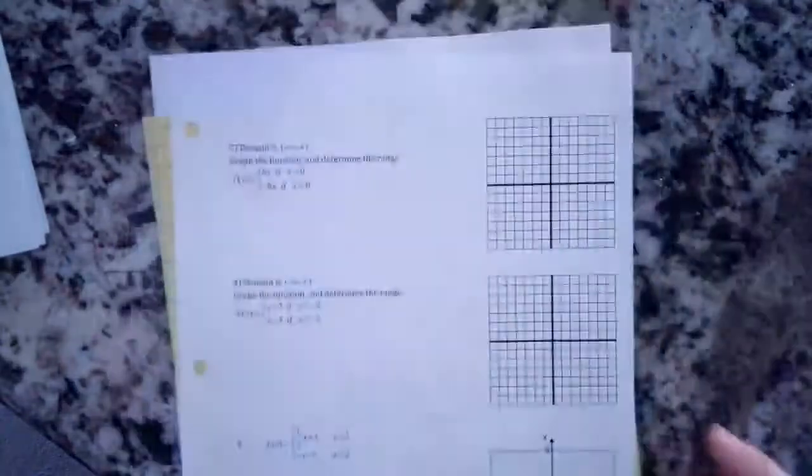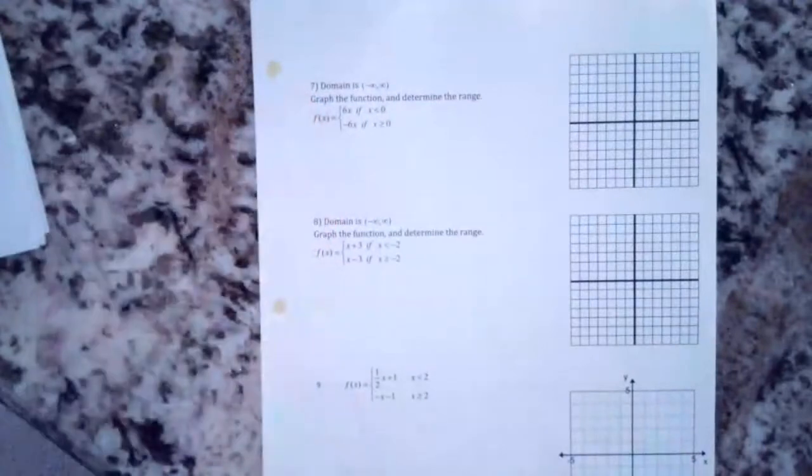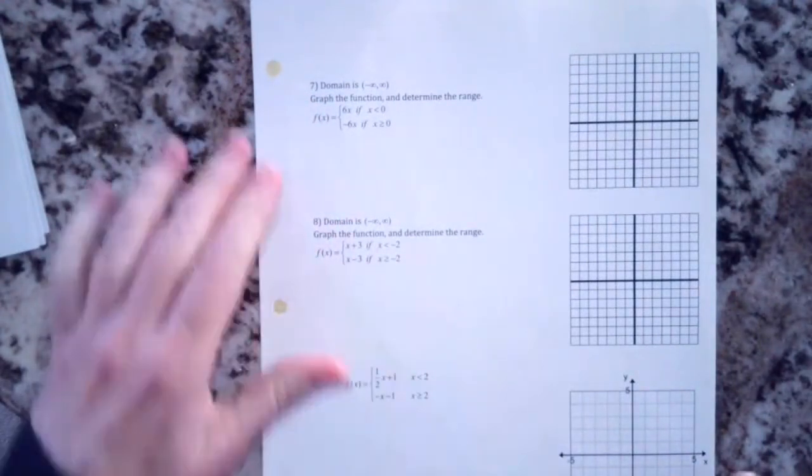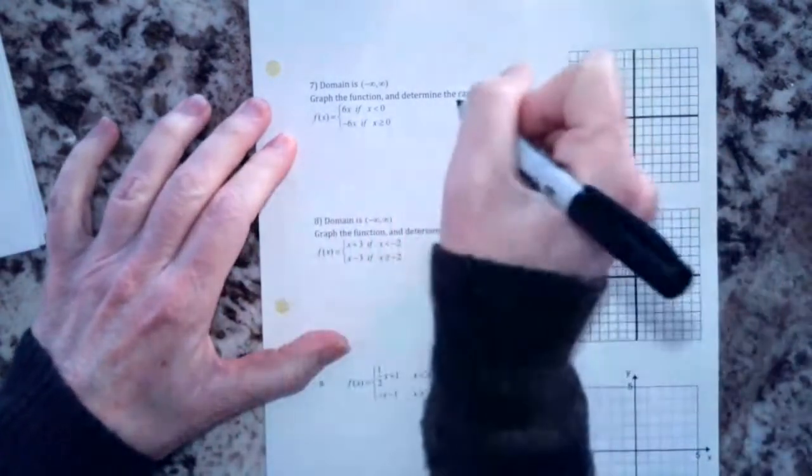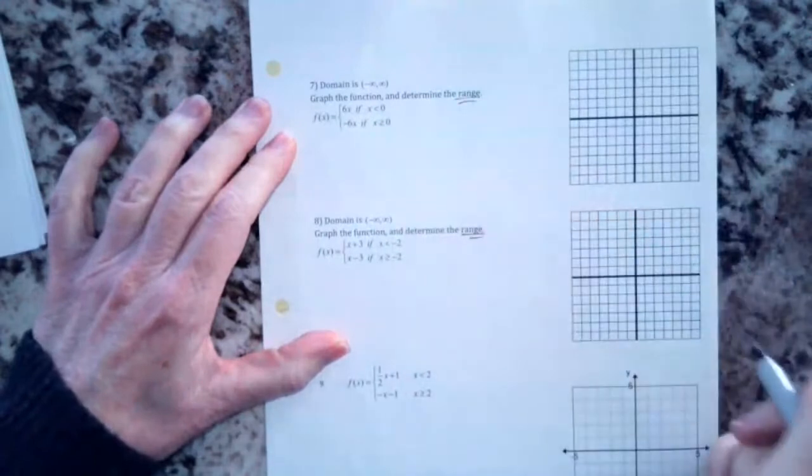Next, they're telling you the domain is -infinity to +infinity. That's just to let you know that anything works. You can use any number you want to, and it'll go to infinities. Graph the function and determine the range. I'm going to forget to do that likely, so let's make sure that I remember that. And I know that some of you struggle with that concept of what is the range. Domain we're pretty good at. Range is a little bit weird. Okay.